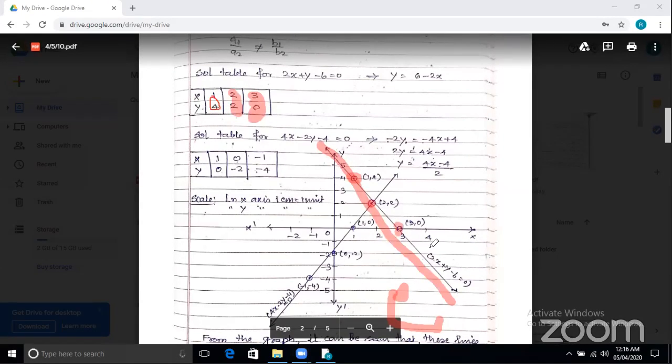Therefore, this equation is 2x plus y minus 6 is equal to 0.